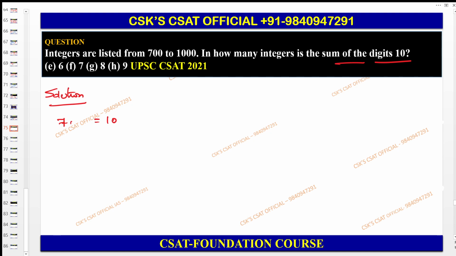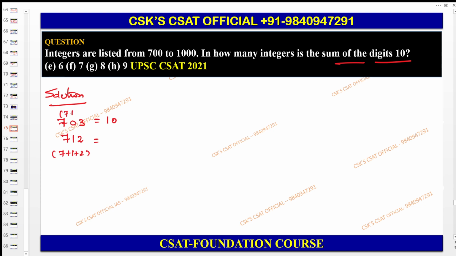So here 703 gives you 10. Then 71 also, where you have to put a 2 here. So this 3-digit number also works, when you are adding 7 plus 1 plus 2.